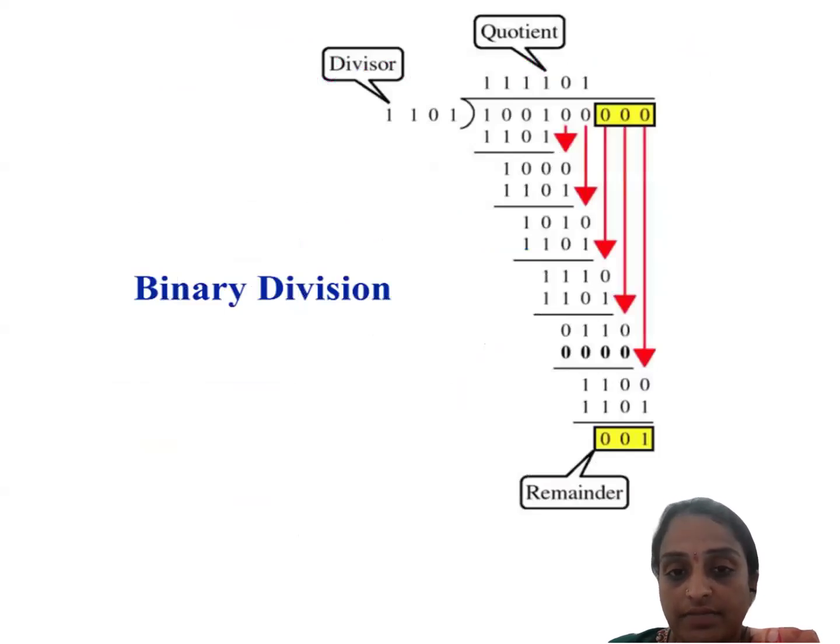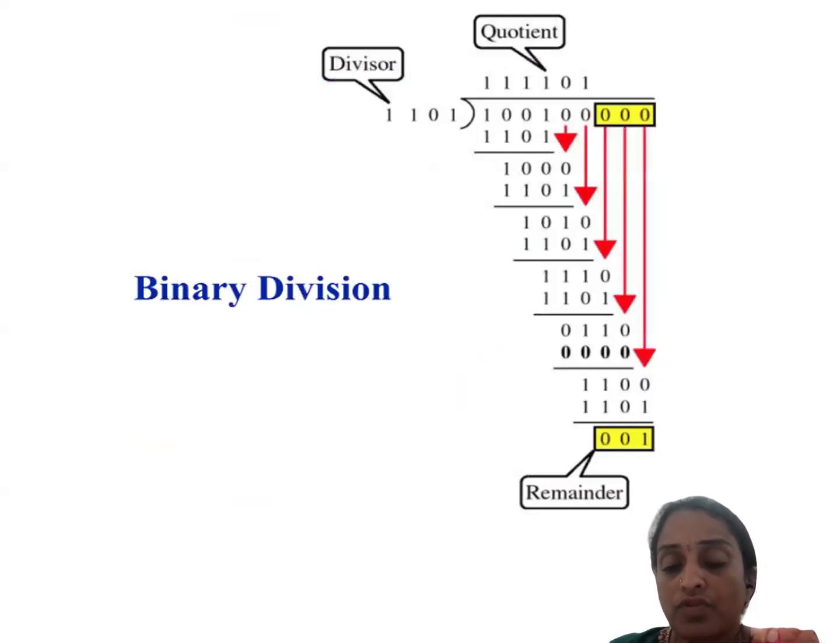Here we have the divisor. The divisor is 1101 and the data is 1000100. This is divided by the divisor 1101. The total number of bits in this divisor is 4. So, how many bits in the CRC? We can add only 3 bits in the CRC. Initially, we add 3 zeros to the data. Why are we choosing 3 zeros here?